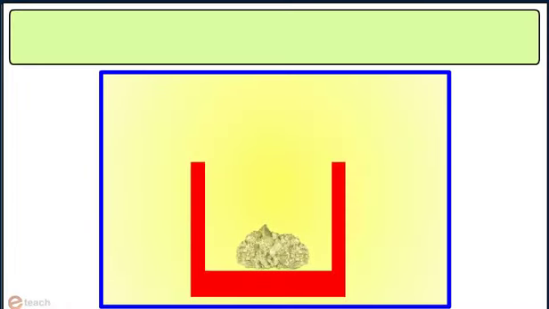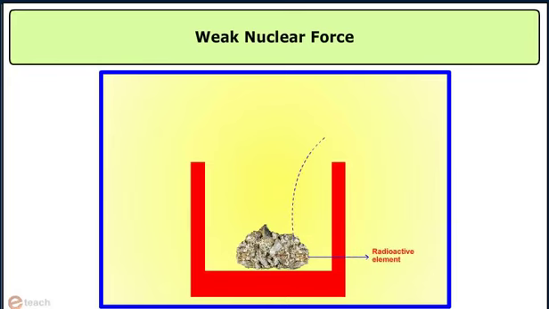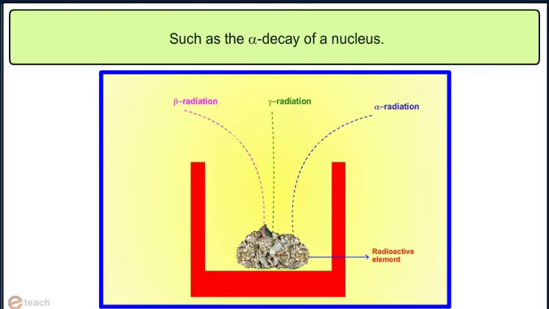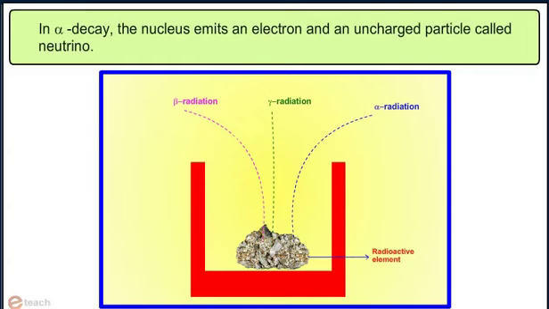Let us study about another force. This is called the weak nuclear force. The weak nuclear force appears only in certain nuclear processes, such as the beta decay of a nucleus. In beta decay, the nucleus emits an electron and an uncharged particle called neutrino. In the diagram below, we have some radioactive element, and alpha radiation, gamma radiation, and beta radiation are shown emitting out of it.